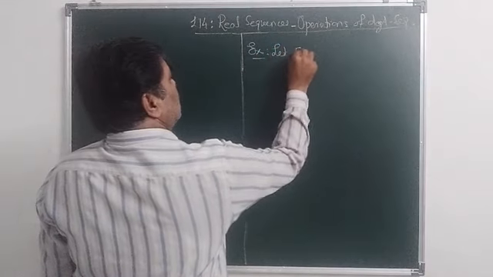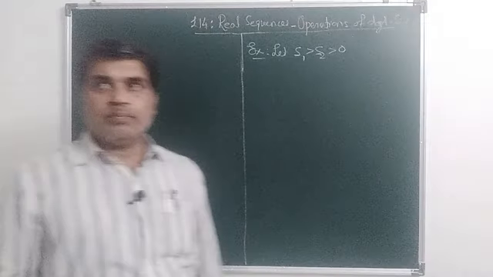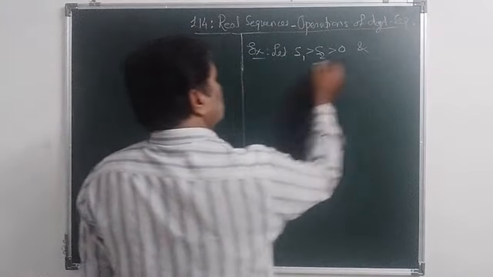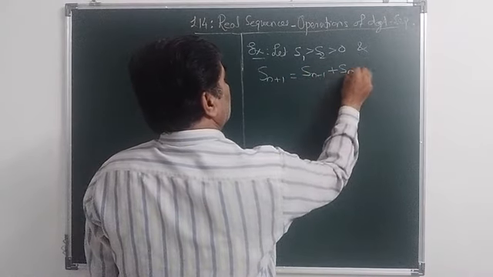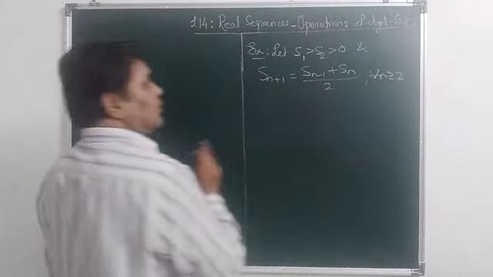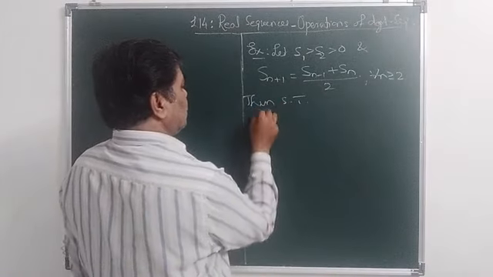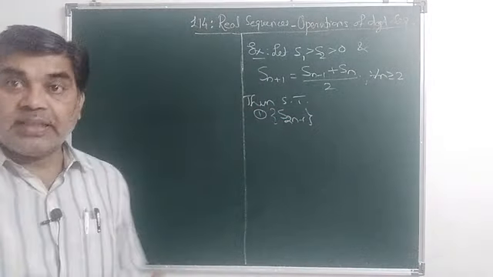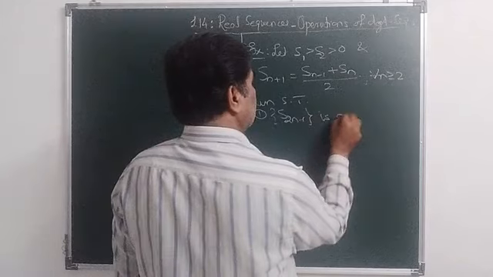Let S1 is greater than S2 greater than 0. S1 and S2 are two real numbers which are positive and S1 is greater than S2. And S(n+1) is defined as (S(n-1) + Sn)/2 for every n greater equal 2. Then show that, first, S(2n-1) is a decreasing sequence.